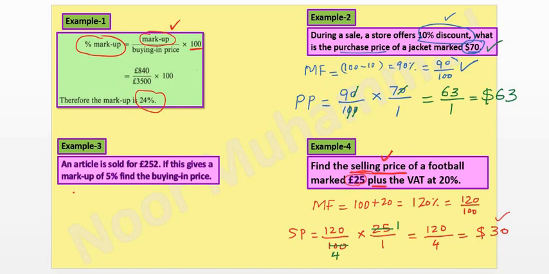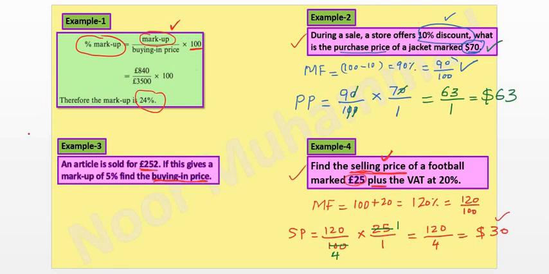Clear? If you look at example number 3, it says an article is sold for 252 pounds. If this gives a markup of 5%, find the buying in price. Now what is buying in price? Buying in price is the original value. Here in these two examples I was saying final value. Here I'm saying original value.